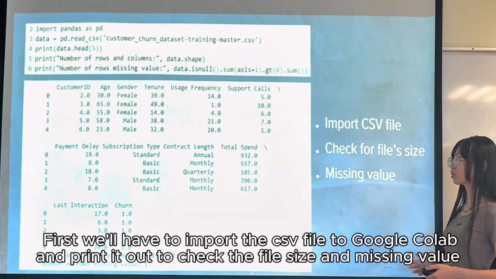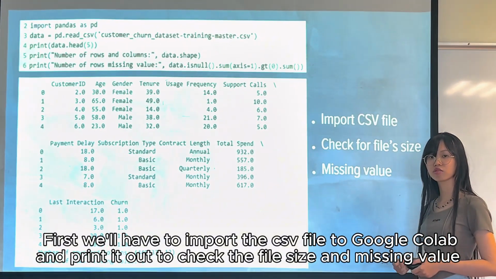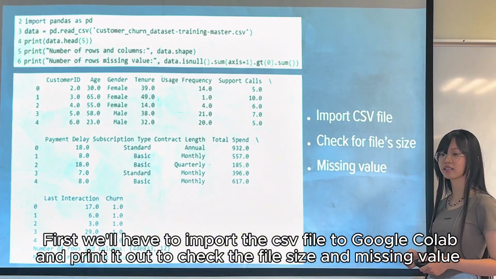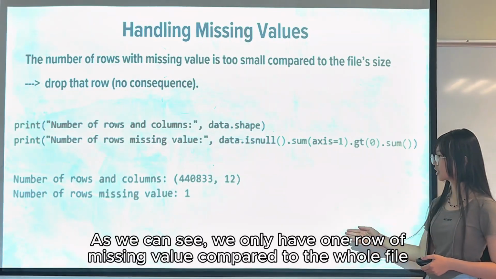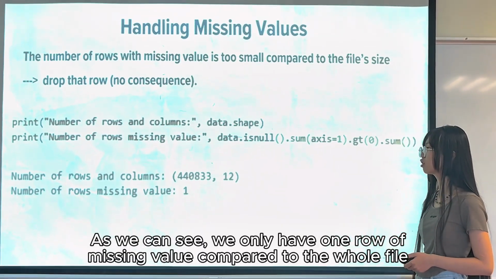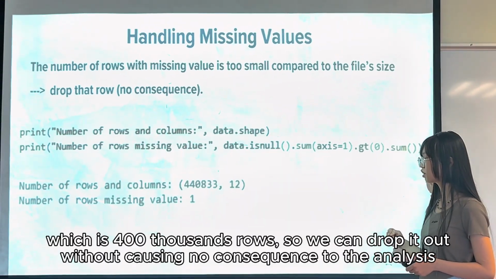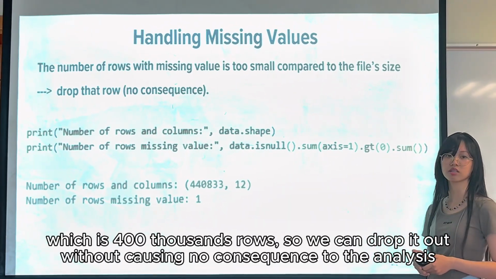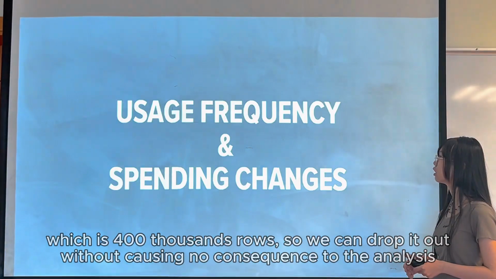Firstly, we will import the CSV file, print it out to check, as well as the file size and the missing values. As we can see, we only have one row of missing value compared to the whole file, which is 400,000 rows, so we can drop it without causing any consequence to the analysis.